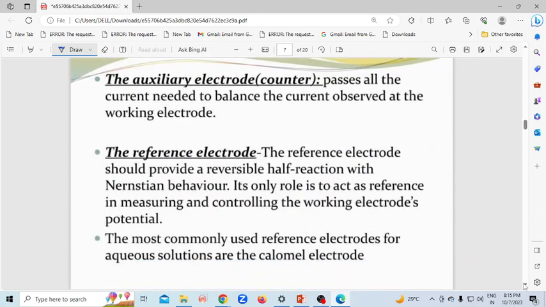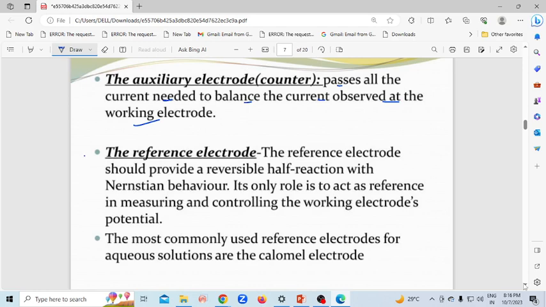Then we will discuss the auxiliary electrode, which is also known as the counter electrode. It passes all the current needed to balance the current observed at the working electrode. Some current is obviously required to flow in the electrochemical cell, and finally the reaction will occur. We already know that in the reference electrode negligible current is flowing, you can say zero. That's why the current flows between the working electrode and the auxiliary electrode.